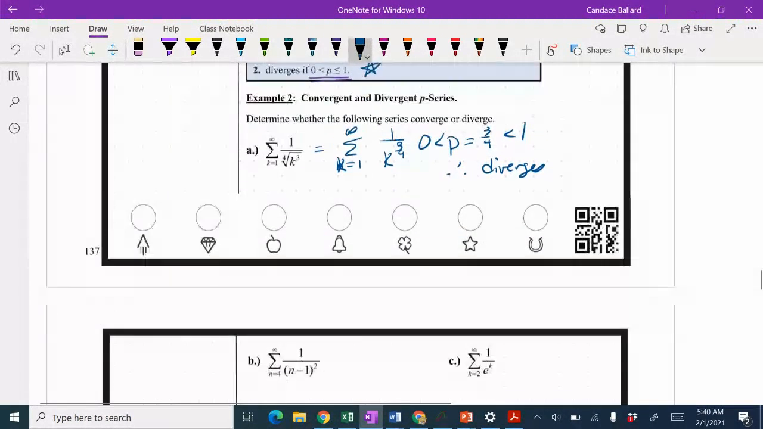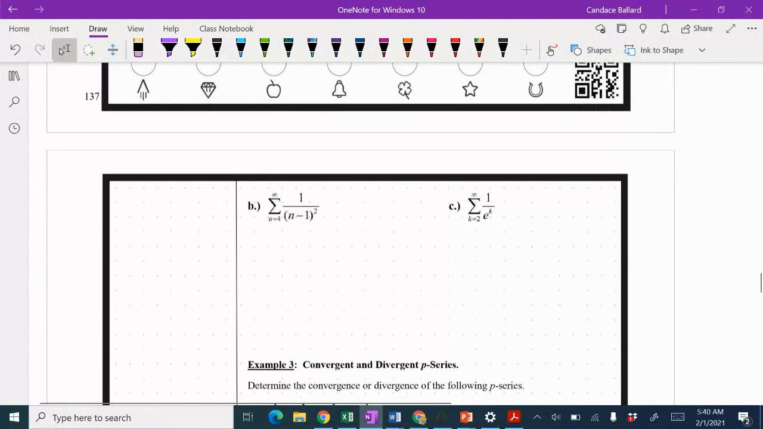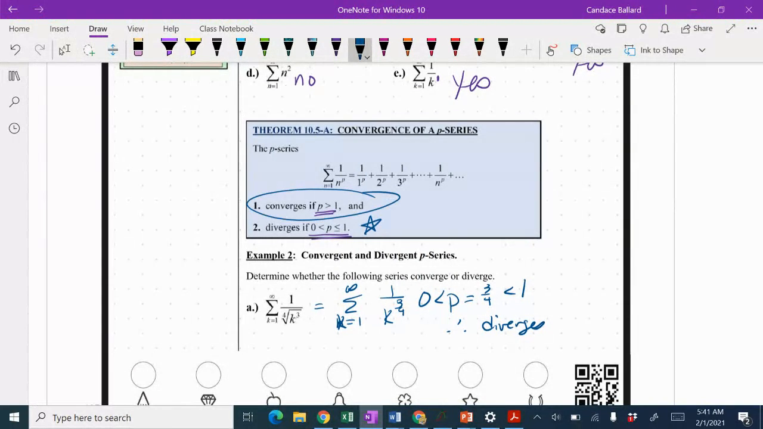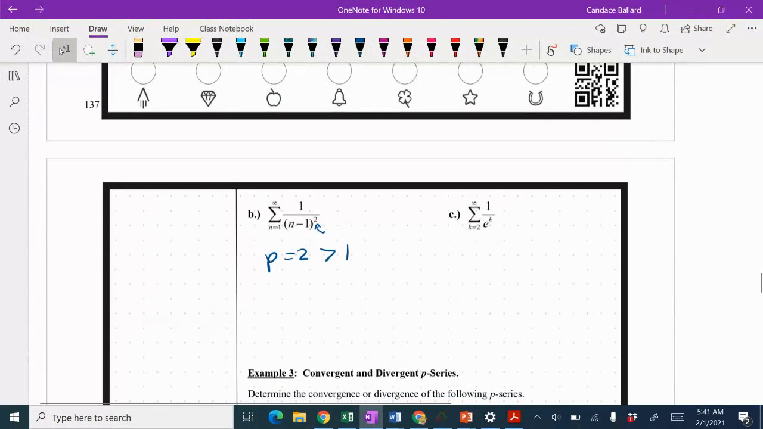Super easy to tell. Let's look at B. So B is my p-value is equal to 2, which is greater than 1. When it's greater than 1, we know that it converges. So we know that this one therefore converges.